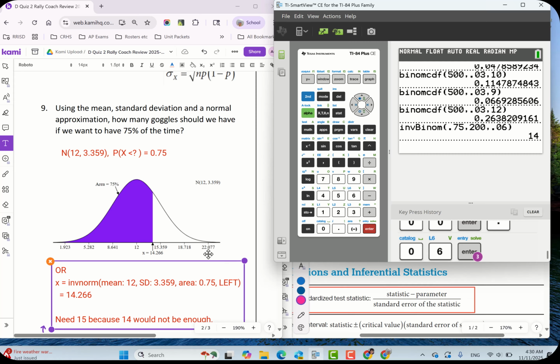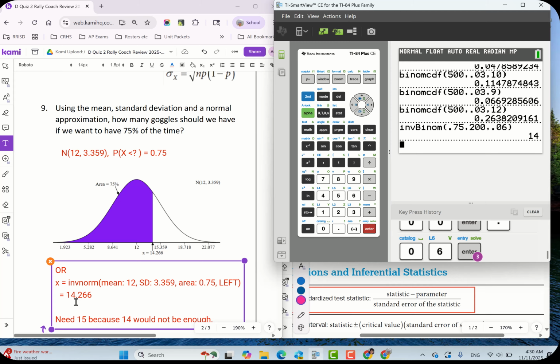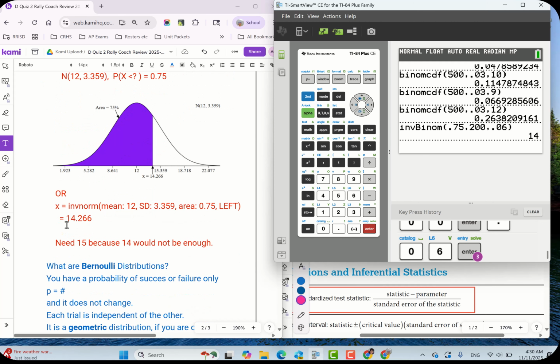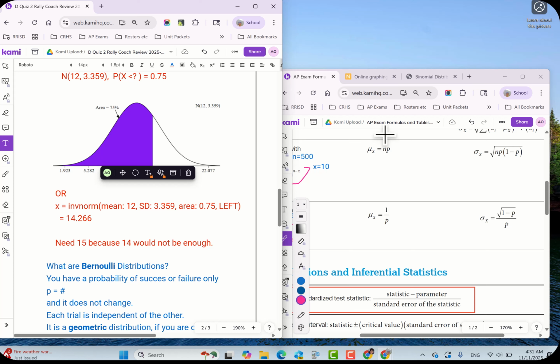Okay, so what we're going to do is a normal approximation. We know the area is 75%, and we want 75% of the time to be at this value or lower. Well, the value that comes up is 14.266, but because it's higher than 14, we're going to say we need 15. All right, so don't use the inverse binomial. Sorry. Don't do it.